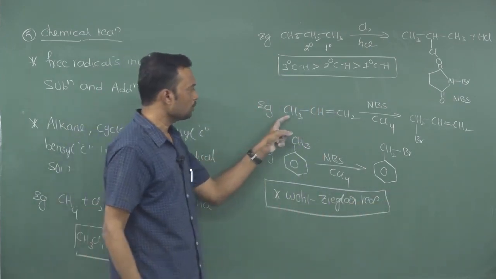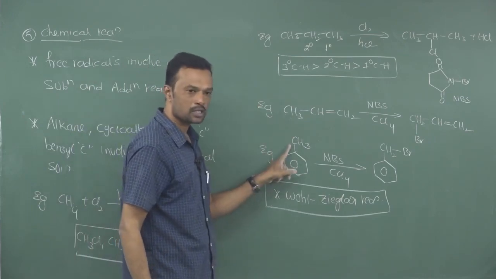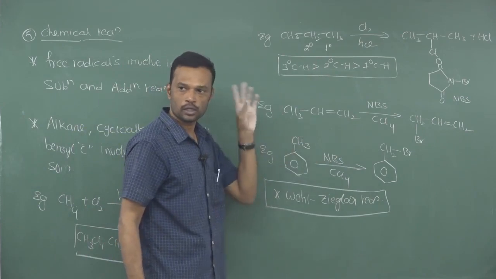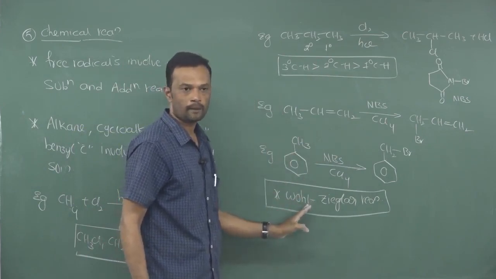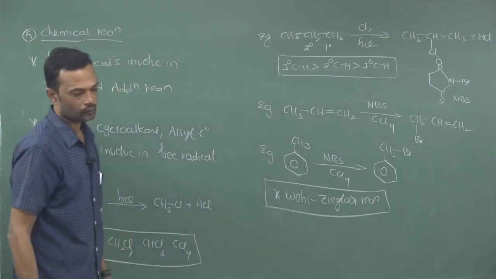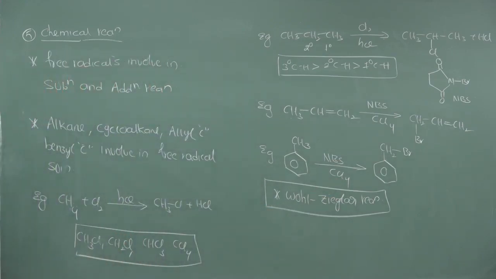So removing allyl hydrogen or benzyl hydrogen with N-bromosuccinimide through a radical mechanism, it is a free radical substitution. Okay, then that reaction is called the Wohl-Ziegler reaction. That you remember. It is one name reaction. Only allyl and benzyl positions it is applicable.